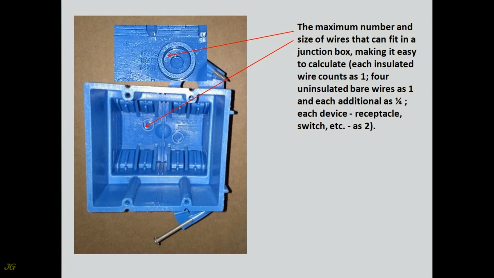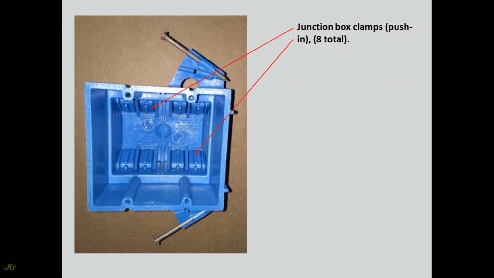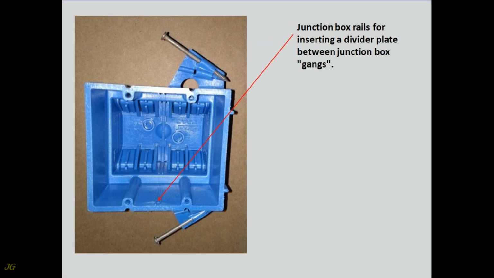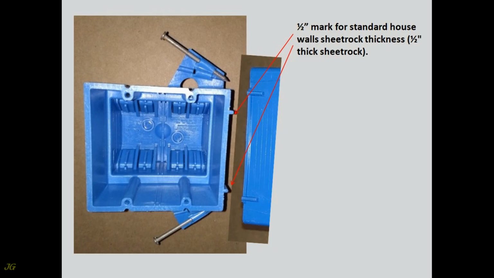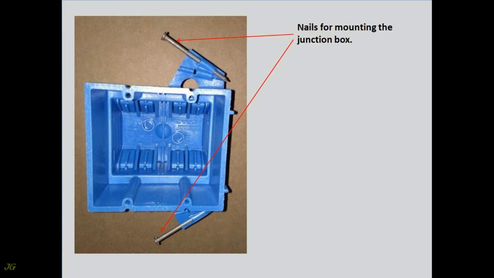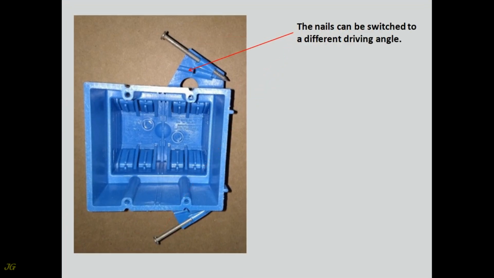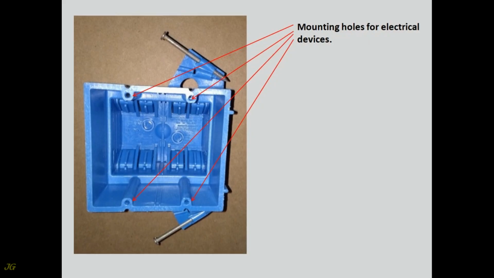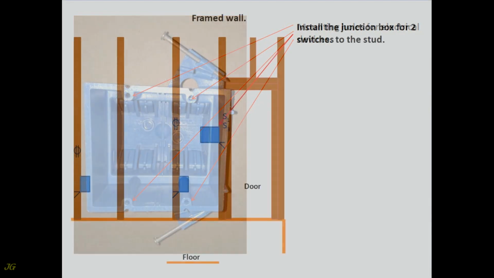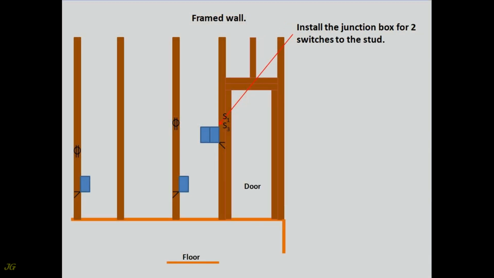Each device, receptacle, switch, etc. counts as 2. Junction box clamps, push-in, 8 total. Junction box rails for inserting a divider plate between junction box gangs. 1/2 inch mark for standard house walls, 1/2 inch thick sheetrock. Nails for mounting the junction box. The nails can be switched to a different driving angle. Mounting holes for electrical devices. Install the junction box for 2 switches to the stud.